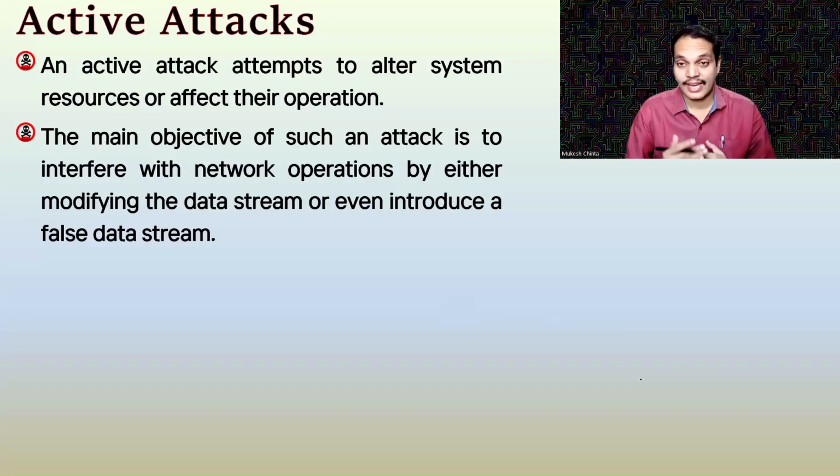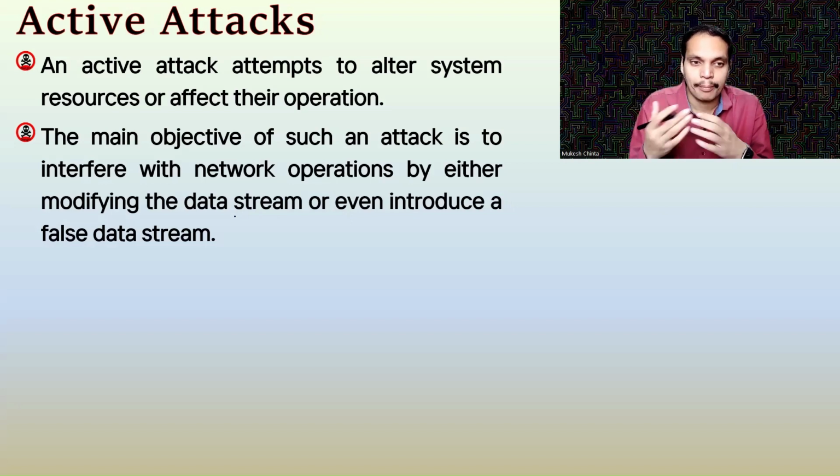Let's talk about the second category, which we call active attacks. By now, you must have understood that passive attacks do not change any contents. So obviously, active attacks deal with modification of content. An active attack attempts to alter system resources or affect their operation. The main objective of such an attack is to interfere with network operations by either modifying the data stream or even introducing a false data stream. So unlike passive attacks, in active attacks the attacker will be modifying the data and even creating false data completely.